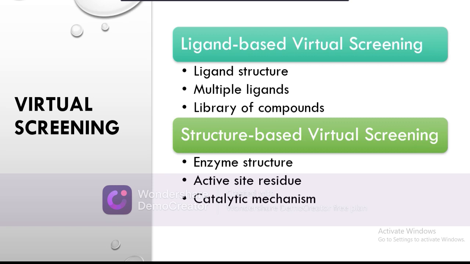Virtual screening is a type of molecular docking study which is based on two different types: ligand based virtual screening and structure based virtual screening. So in ligand based virtual screening, ligand structure is important. So we have an active compound. On the basis of that active compound, we obtain multiple ligands or library of compounds, and we are going to dock in the enzyme or the target.